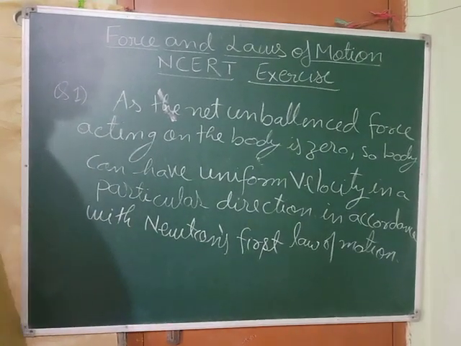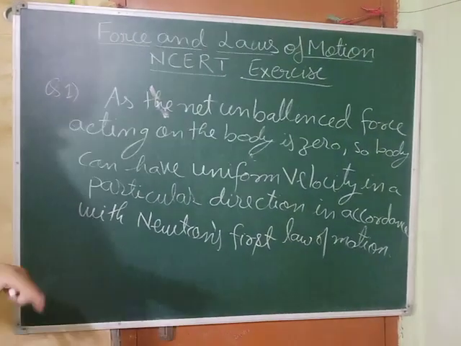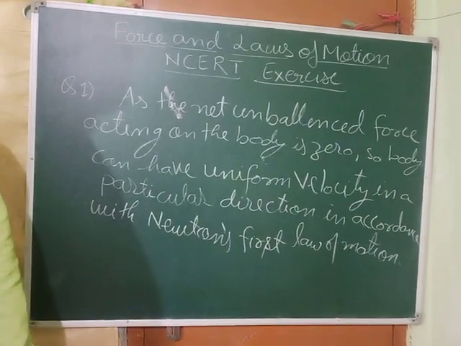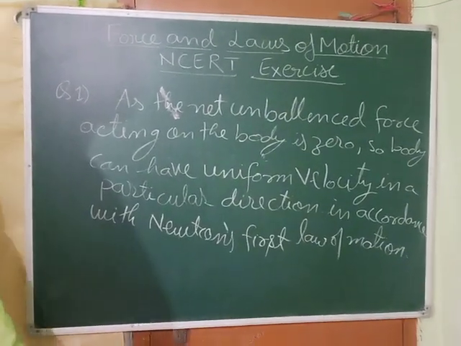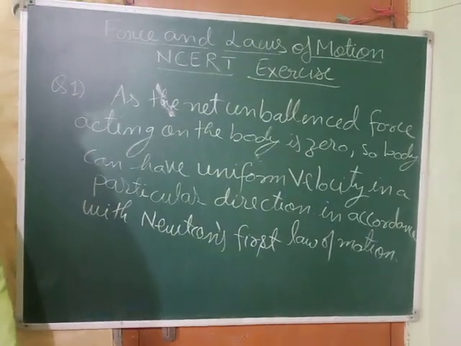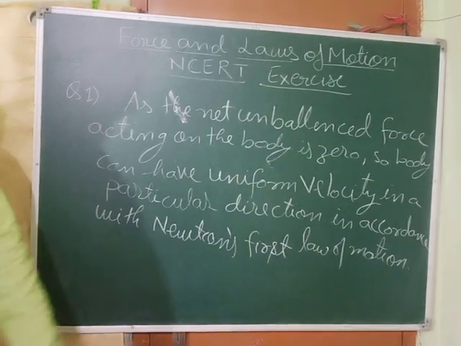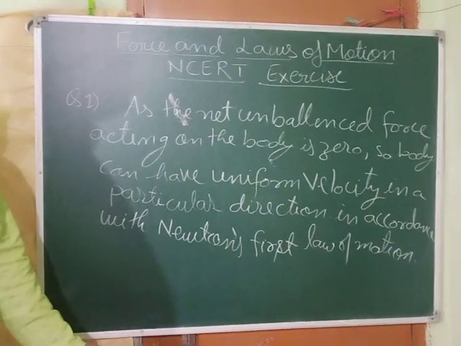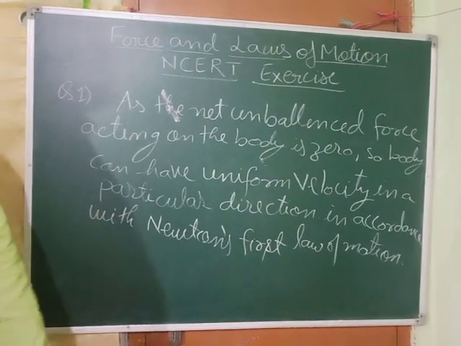That is the second part. You know that according to the first law, if a body is at rest, it will remain at rest. And if it is having some velocity in a particular direction, then it will continue with the same uniform velocity in the same direction. So yes, it is possible: when the net unbalanced force acting on the body is zero, then obviously the body can have velocity, but it will have uniform velocity in a particular direction, and that will not change during the course of motion, because the net unbalanced force acting on the body is zero. And if the body is at rest, then obviously it will remain at rest.